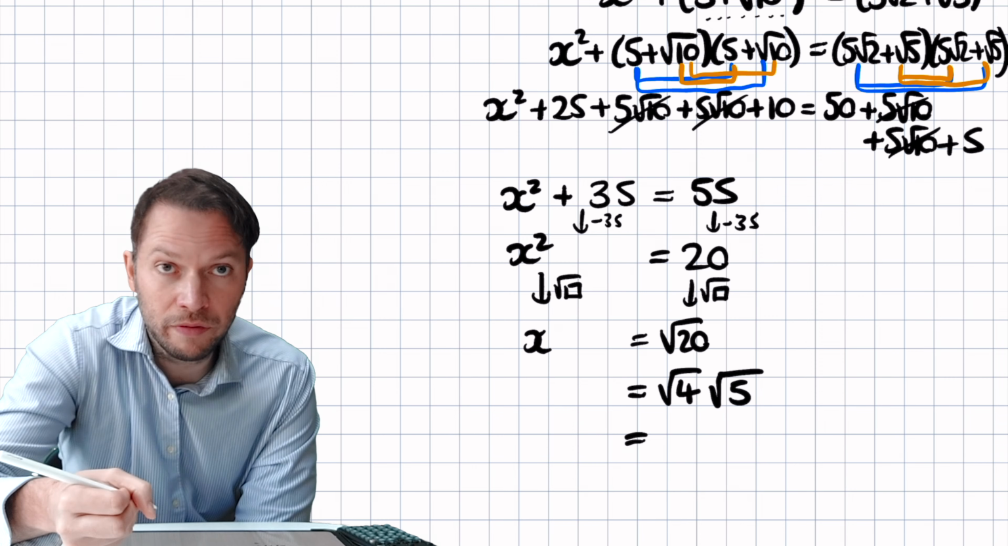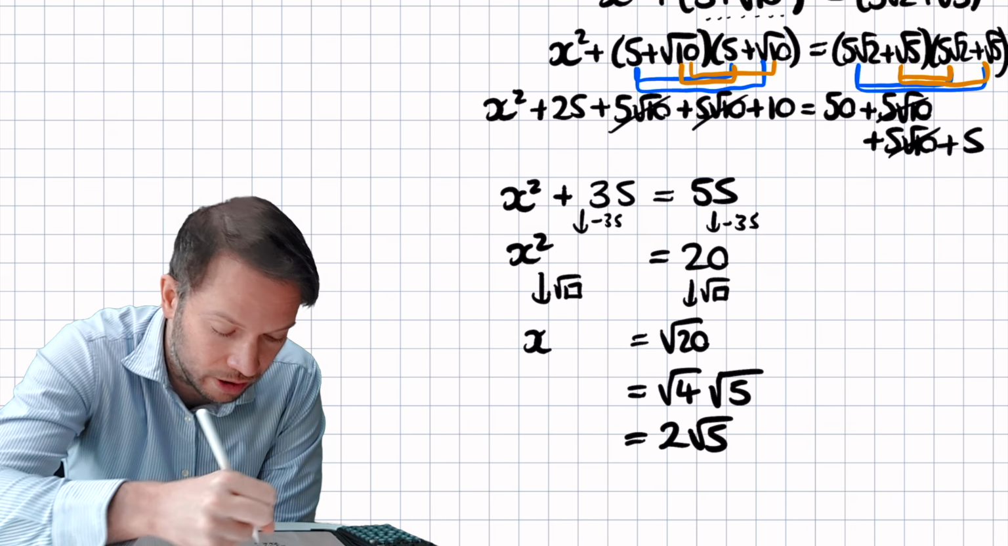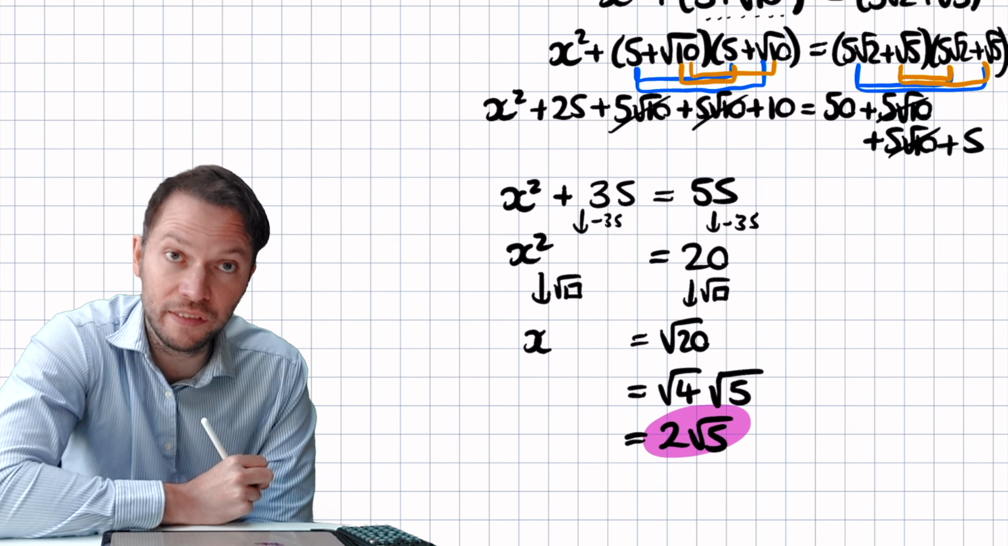Now, the square root of 4 is just 2, isn't it? So it's just 2 root 5. And that is the final answer. We've worked out x in simplified surd form.